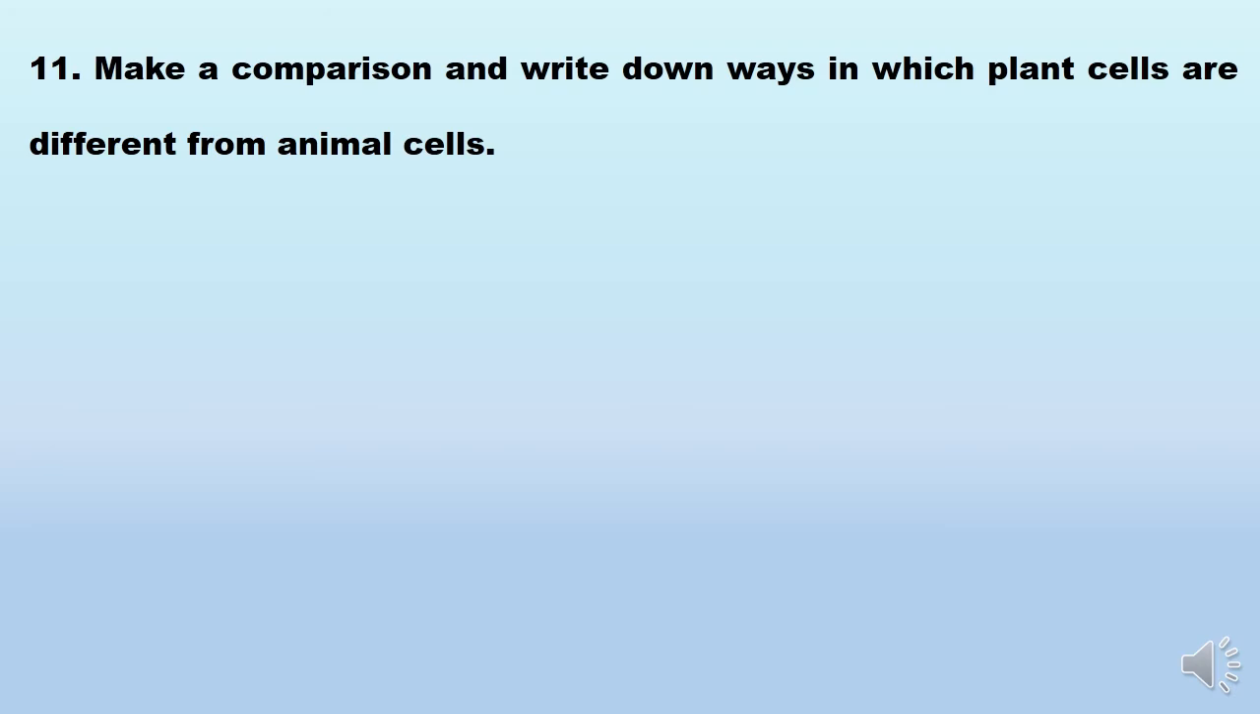So let us make a comparison between plant cells and animal cells. Indirectly this question is asking us what the major differences between these two types of cells are. So let us talk about them. Plant cells contain a cell wall, and that's why mostly their shape is definite. Animal cells lack a cell wall.